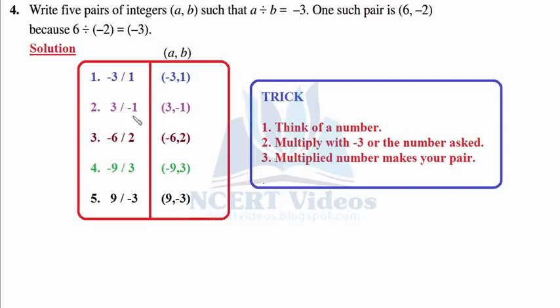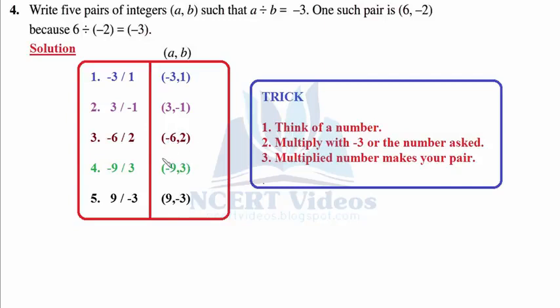So what is the way to find these things? There is a trick or a methodology, whatever you want to call it. Think of a number, which you put at the denominator part here. Let's do it for this. We thought the number has to be 2. Now multiply with -3, or the number asked. We have to multiply with this number. So 2 multiplied by -3 gives you how much? -6. So this is your required number. The multiplied number makes your pair.